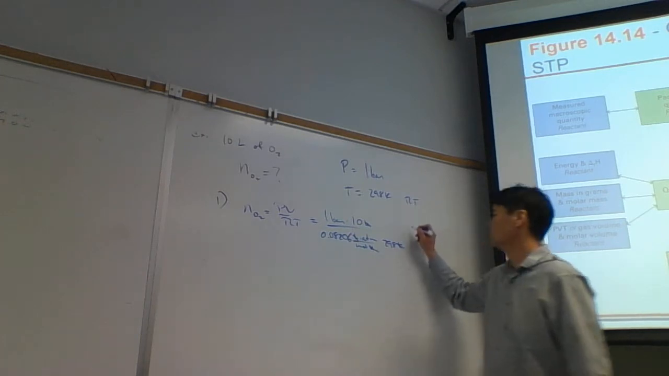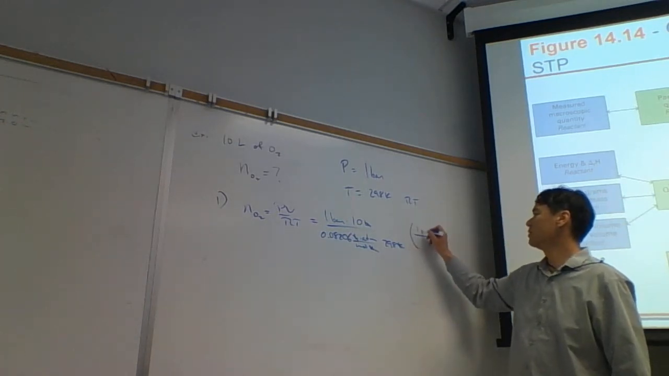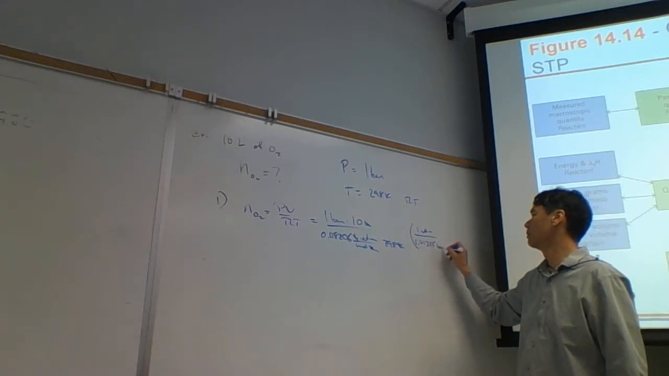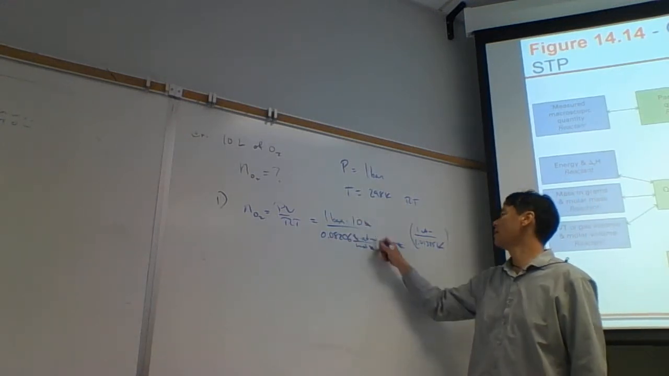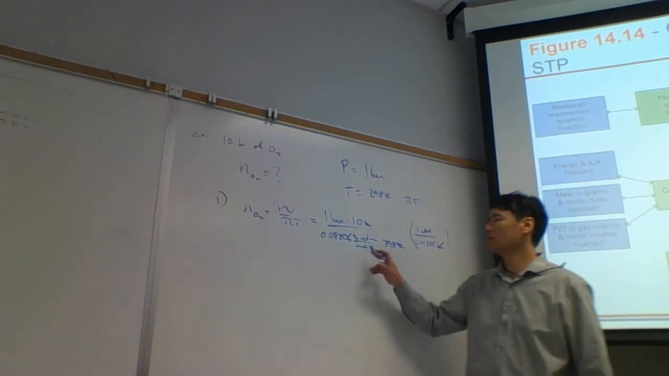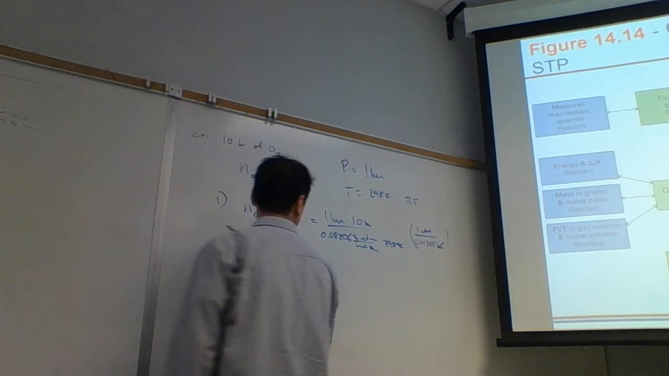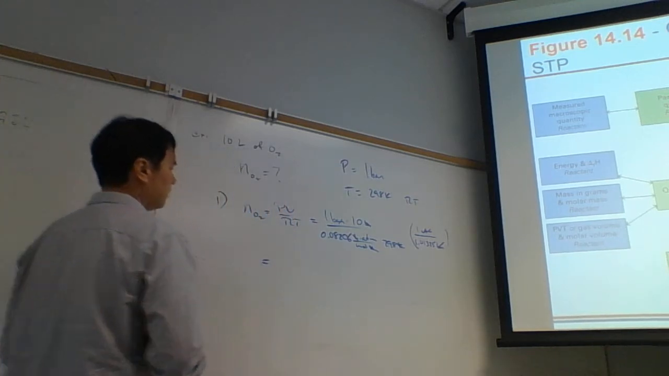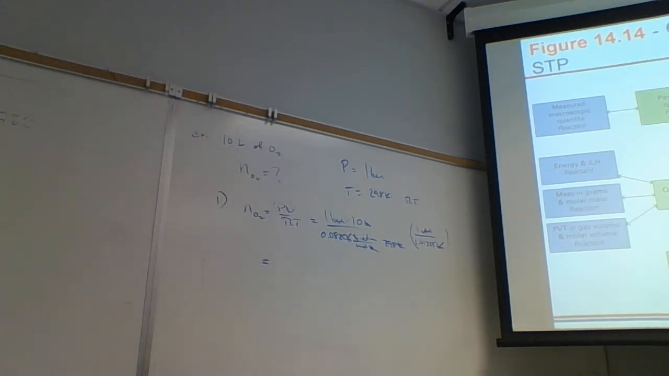Liters cancel. Atmospheres doesn't cancel bar, so we need to convert. We'll just say 1 atmosphere is equivalent to 1.01325 bar. So the bars cancel, the atmospheres cancel. We've got moles in the end. We convert and multiply, and that gives it to us.